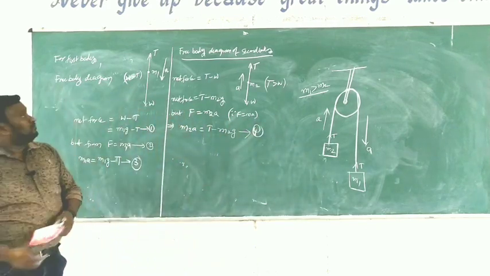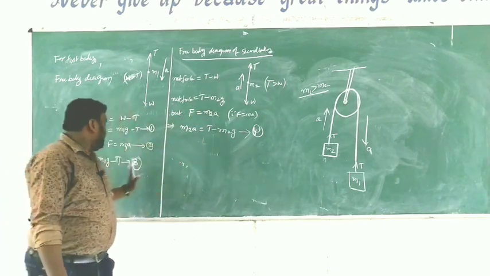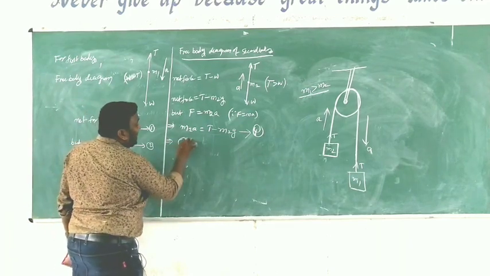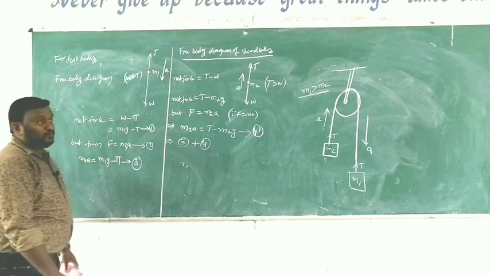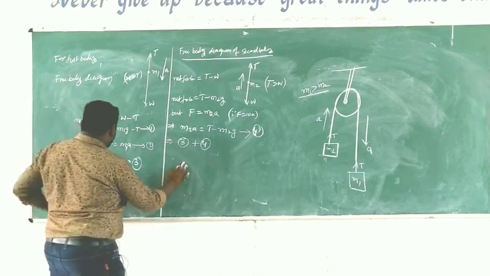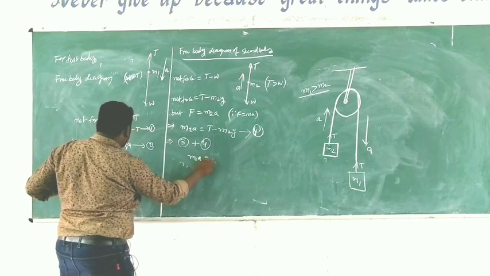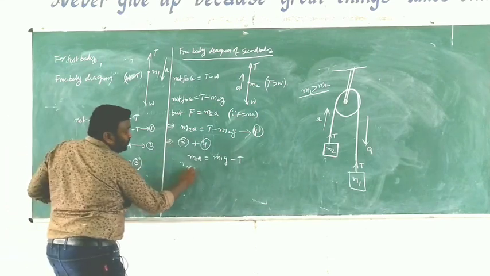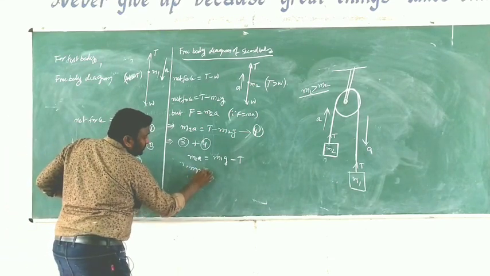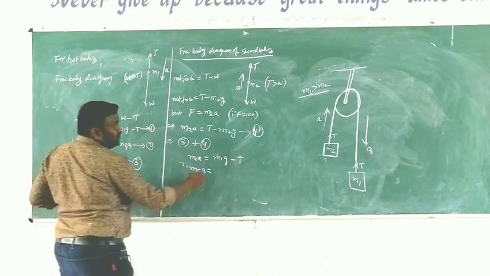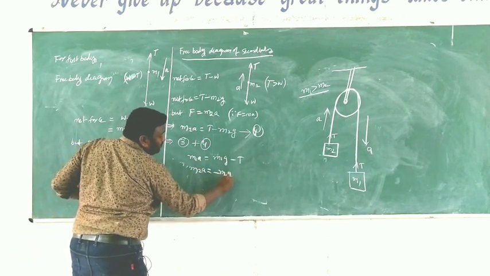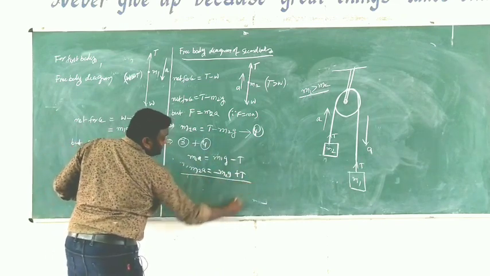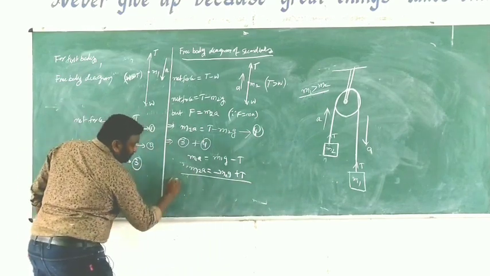Children, from the free body diagram only we are taking equation number 3 and equation number 4. After that, now we have to add 3 and 4. Let us see. Here was this equation: M1A is equal to M1G minus T. Clear? And the second one is M2A is equal to, I am writing this one first, M2G plus T, and M2G like this. So after that, what do you get?